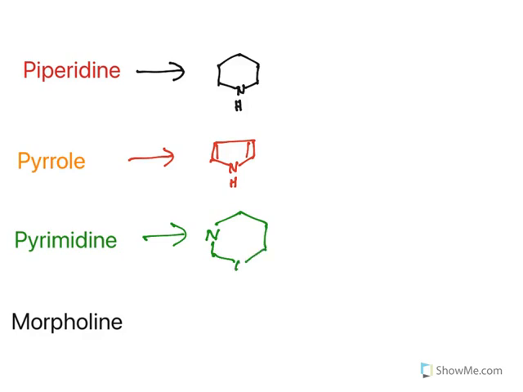This is a very essential nitrogen base, and this is what pyrimidine is. Now the last one is morpholine. Morpholine, again, is a 6-membered ring with oxygen and nitrogen at the 1,4 positions. So these are all the rings: piperidine, pyrrole, pyrimidine, morpholine. Now you need to check the basicity order among these.